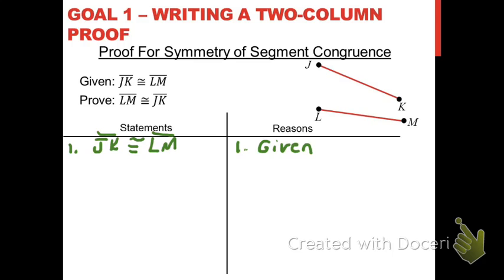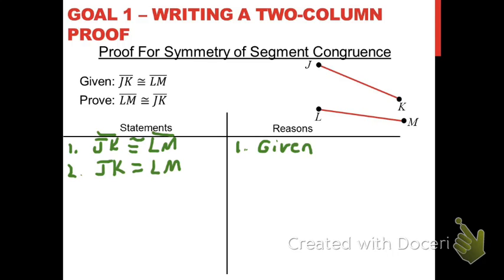Now let's watch the actual proof. I said that the next thing that we're going to do here is we're going to say that since segment JK is congruent to segment LM, the distance from J to K is equal to the distance from L to M.